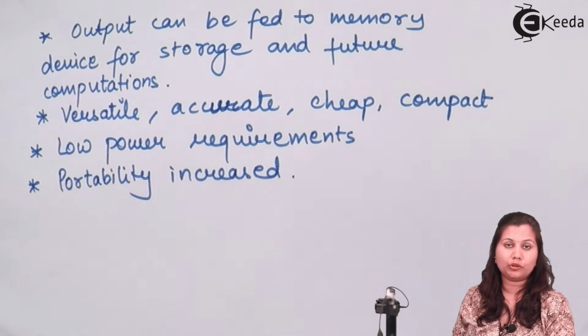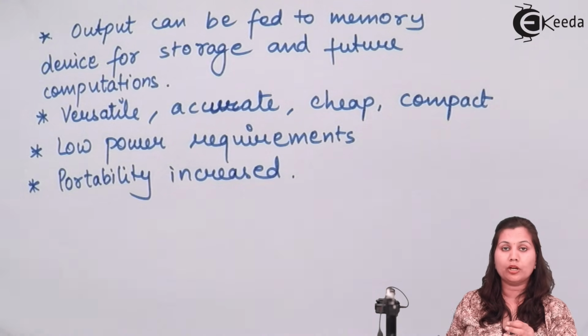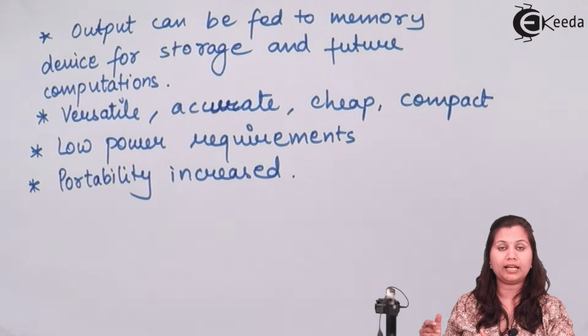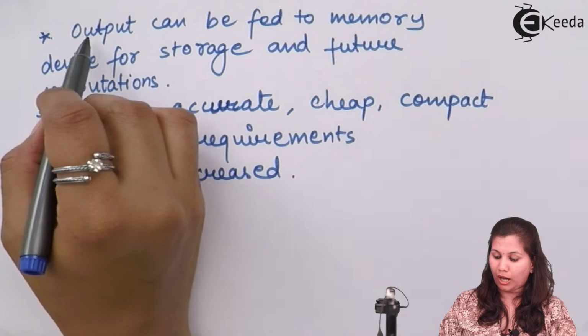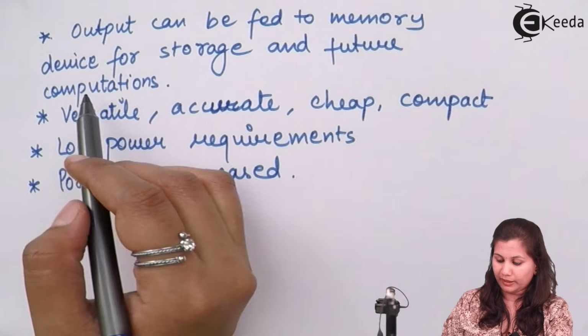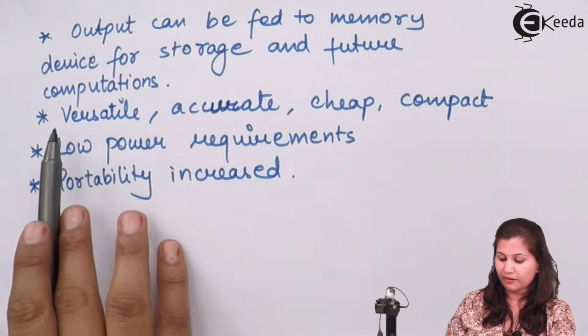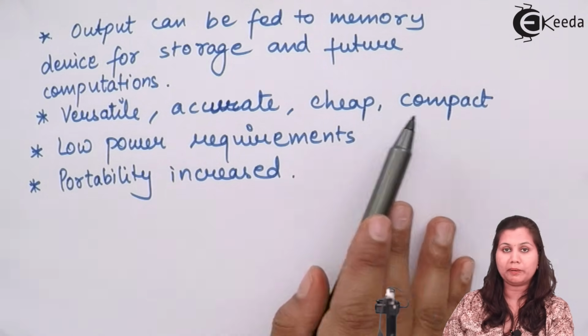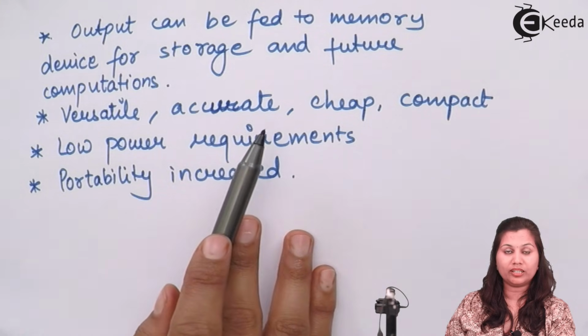If memory storage devices are also connected to the digital voltmeters, the output of the DVMs can be stored in the memory and used for future computations. So output can be fed to the memory device for storage and future computations. Also, DVMs are very versatile, accurate, cheap and compact devices. They are very accurate, they give us the accurate reading.